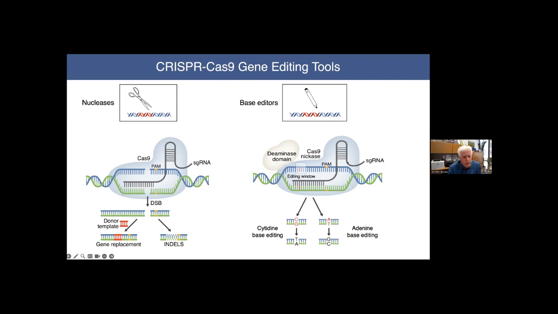Base editors, developed initially by David Liu in Boston, involve a Cas9 nickase, which has been incapacitated with respect to its double-stranded cutting activity, and it's fused to a deaminase domain. And this coupled protein can then be delivered to any sequence in the genome by a guide RNA, and then within a so-called editing window, this can change single nucleotides. So in cytidine base editing, a CG nucleotide pair can be converted into a TA nucleotide pair, and in adenine base editing, an AT base pair can be converted to a GC base pair. And importantly, as I mentioned, this form of base editing does not require or involve the formation of a double-stranded DNA break. So in many respects, it's probably safer than the classical form of CRISPR-Cas9 editing.